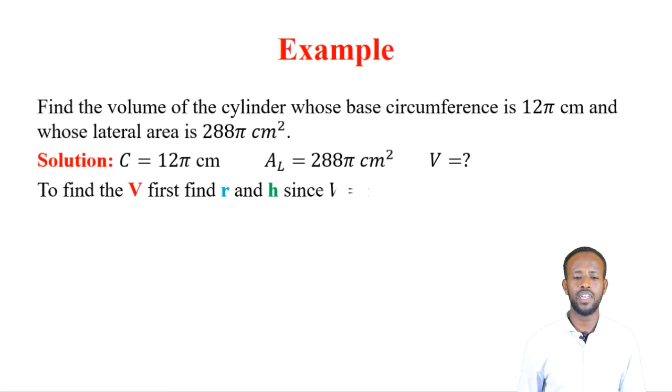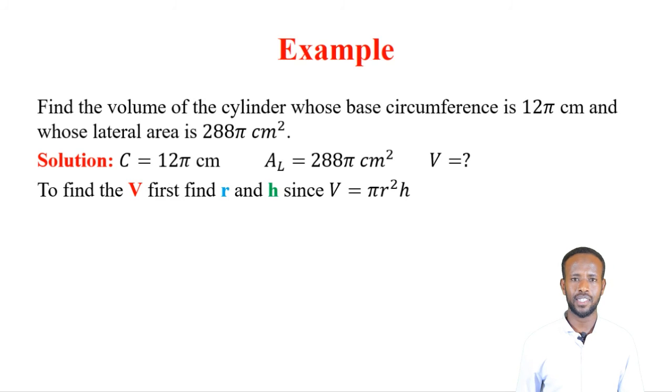To find V, first find r and h, since volume is equal to what? Pi r squared h. So we have to find r and h before we find the volume. Now let us try to find r.